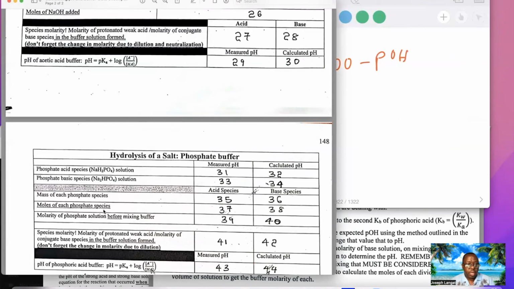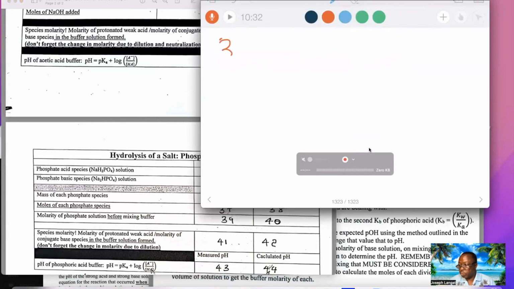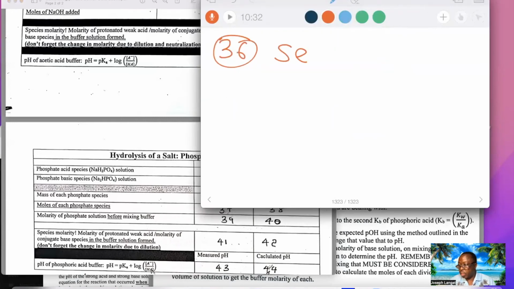They expect you to remember all these concepts from the lecture. And of course, here it's pretty straightforward. The mass of each one of them you had to record. For moles, you have to use the molar mass. This is from the lab manual, lines 35 and 36, maybe 36 for those who are writing it down. See lab manual.